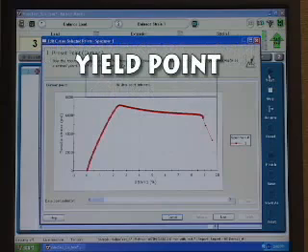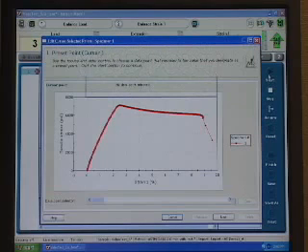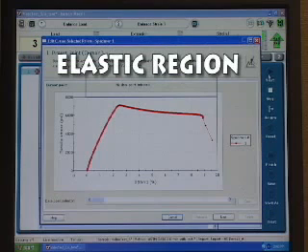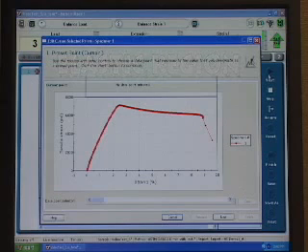The yield point is defined as the first point on a stress-strain curve at which an increase in strain occurs without a corresponding increase in stress, and is referred to as a zero-slope yield. The elastic region is the region on a stress-strain curve where a material does not sustain any permanent strain upon complete release of the stress. That is, there is recoverable deformation.